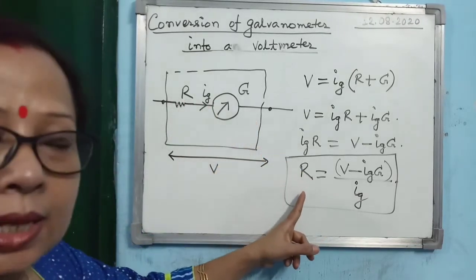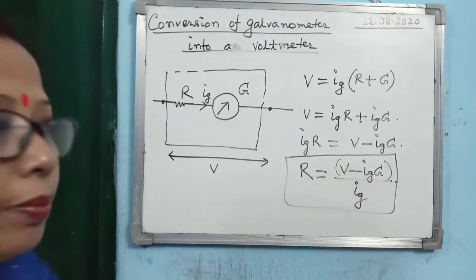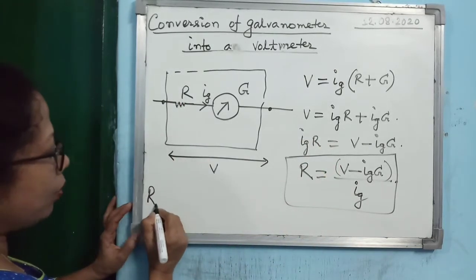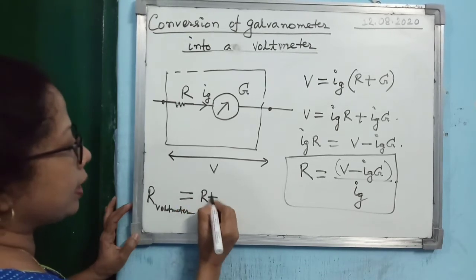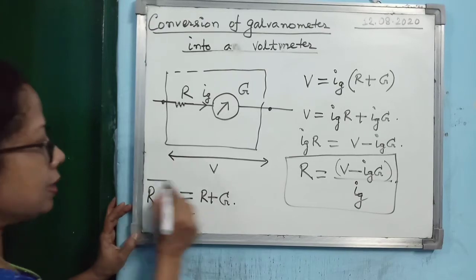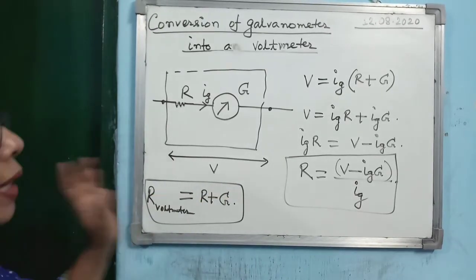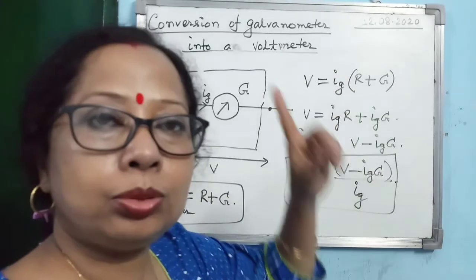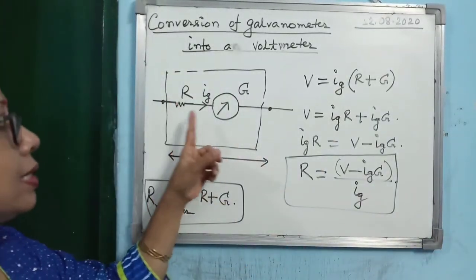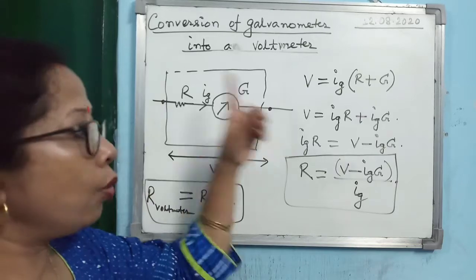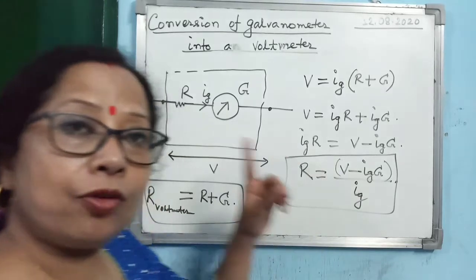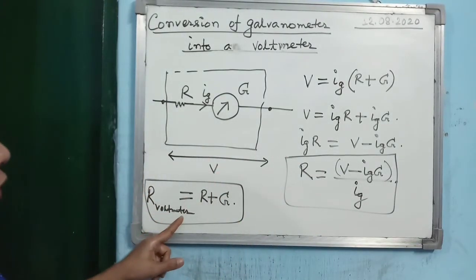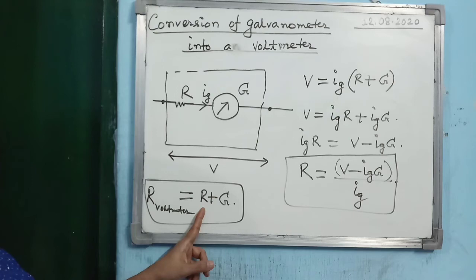Do not consider it as the resistance of the voltmeter. In this case, what is the resistance of the voltmeter? The resistance of the voltmeter is R plus G. Once again I am summarizing: to convert a galvanometer into a voltmeter, you connect a high resistance in series with the galvanometer. The value of the high resistance is V minus Ig into G, by Ig. The resistance of the voltmeter will be the high resistance connected plus the resistance of the galvanometer.